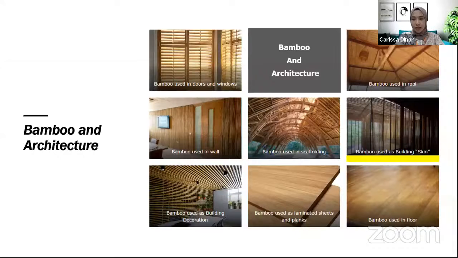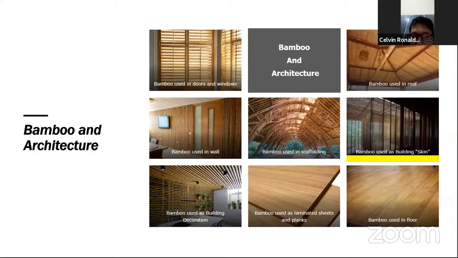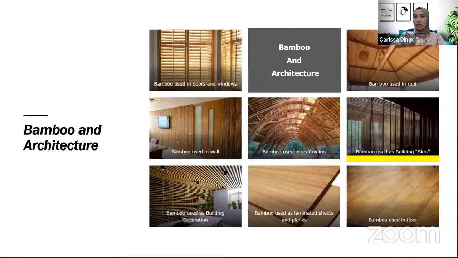Okay, next, bamboo used as building skin. Skin here refers to the outer walls of the buildings. Its integration with other materials provides more opportunities for the diversification of building skin and the improvement of architectural aesthetics. Typically, the use of bamboo as building skins can be divided into three types: single skin, multi-layer skin, and composite skin.